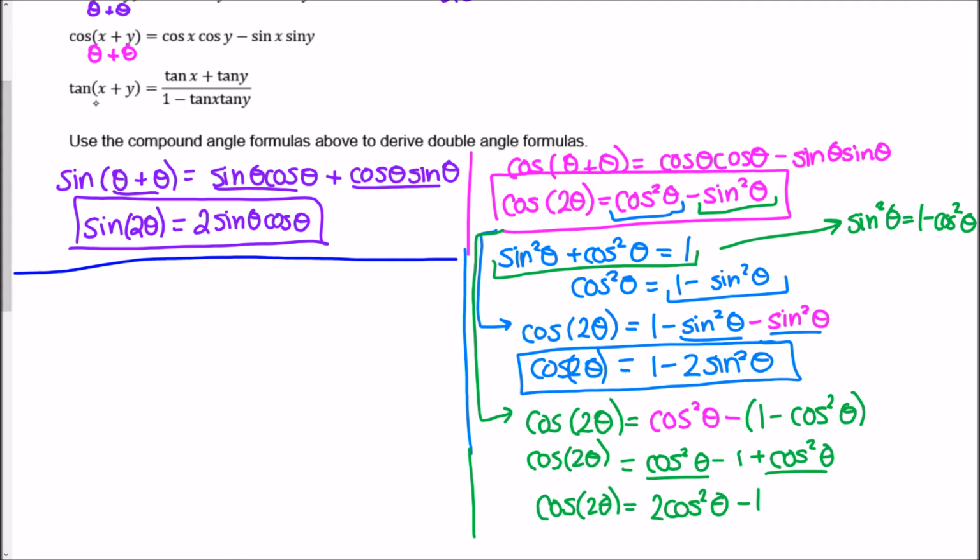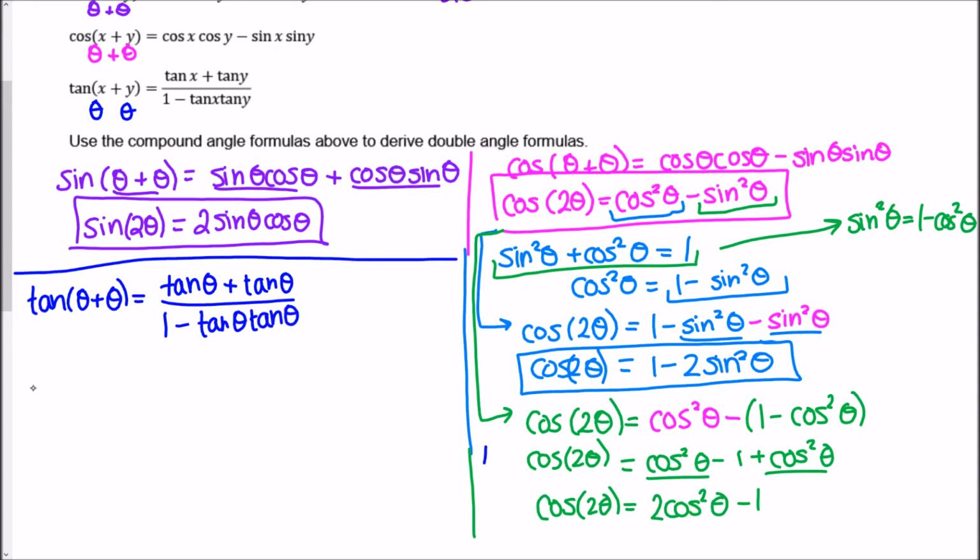And instead of x and y, we're going to replace x and y both with theta. So I'm going to say tangent of theta plus theta is going to equal tan of theta right here instead of tangent of x. Instead of tangent of y, I'm going to write tangent of theta all over 1 minus, instead of tangent of x, I'm going to use tangent of theta again. And instead of tangent of y, I'm going to use tangent of theta again.